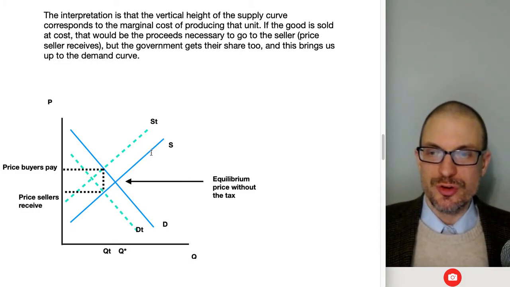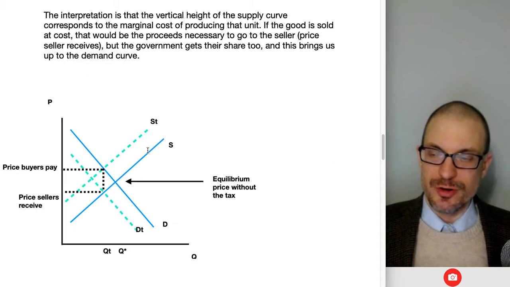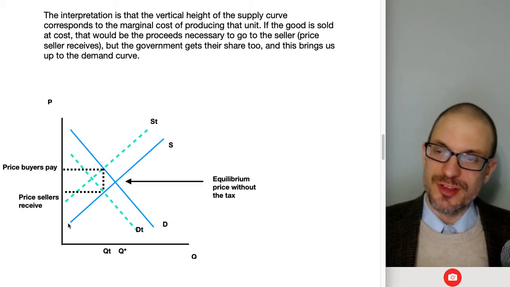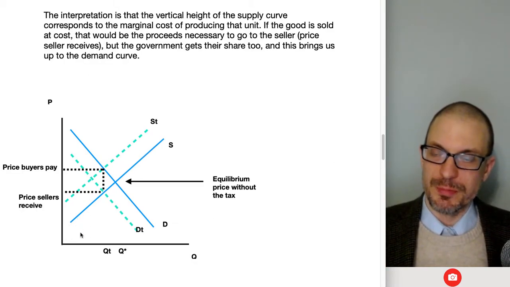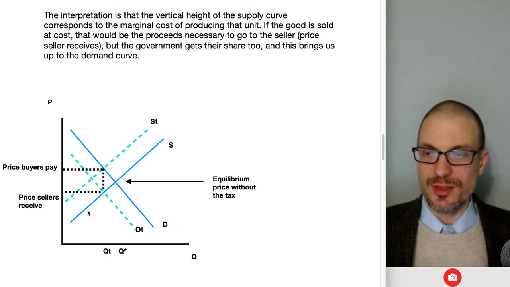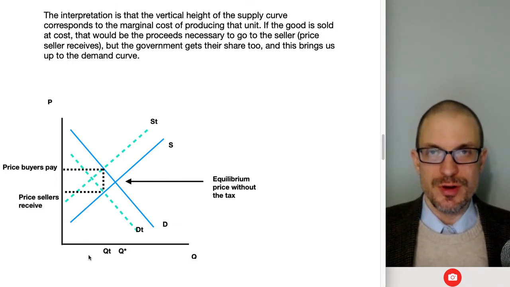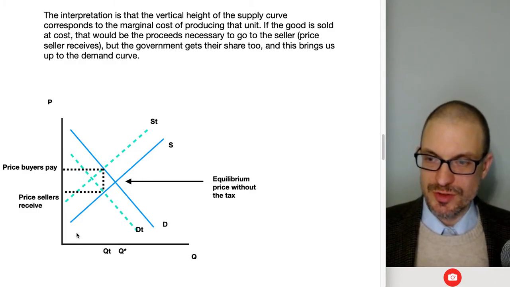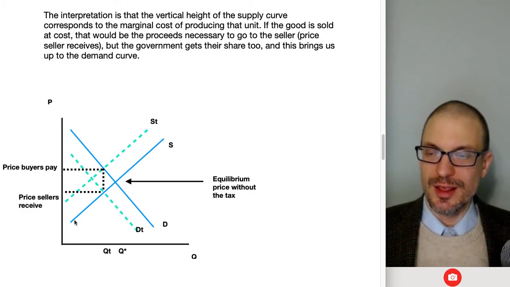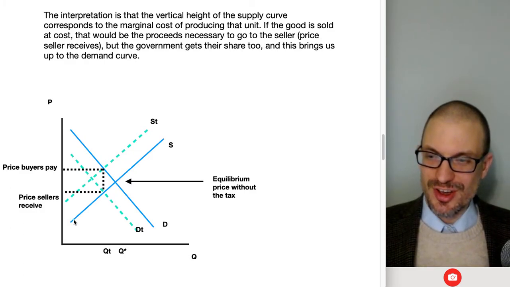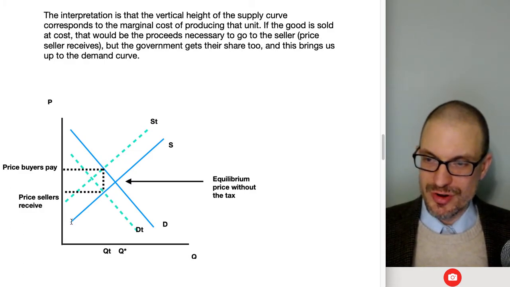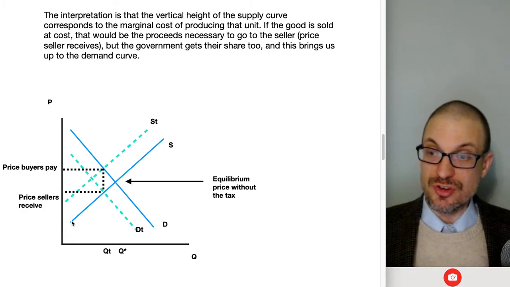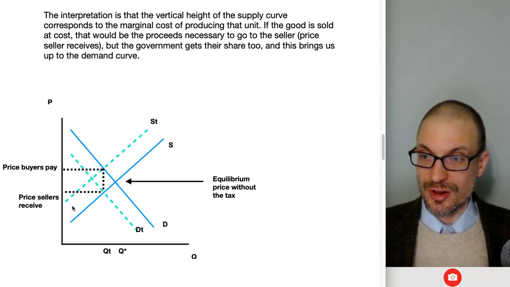One way we could do this is to make this a tax on sellers. If we think about this as a tax on sellers, remember the vertical height of the supply curve captures cost to sellers. The theory of supply is the theory of marginal cost. So the vertical height of a supply curve is the marginal cost of producing that unit. Here's the cost necessary to generate this quantity, but now for each unit, the government's assessing an additional amount.